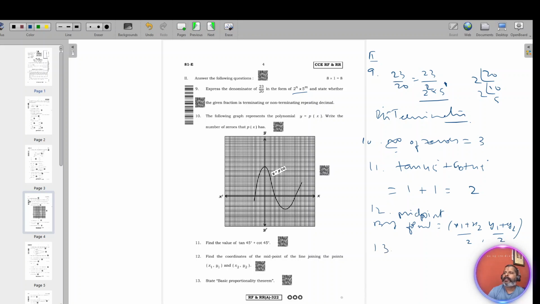13th one, state BPT. I'm telling you now, but I'm not writing here. Please remember the BPT statement properly by heart. What does it say? If a line is drawn parallel to one side of a triangle, intersecting the other two sides in distinct points, then the other two sides are divided proportionally. Other two sides are proportional.